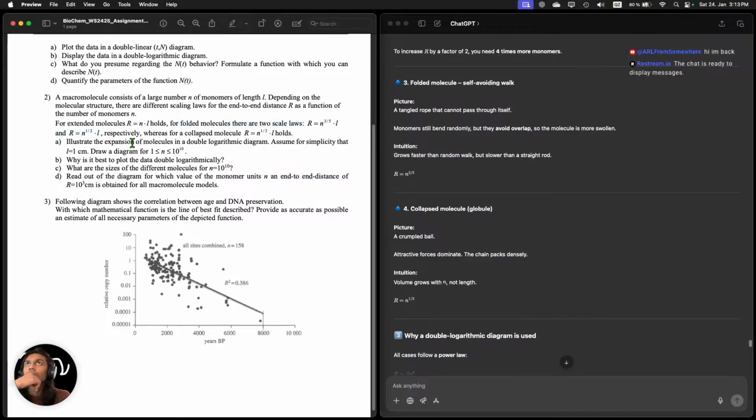Collapsed molecule. Whereas for a collapsed molecule, attractive forces dominate. The chain packs densely. Volume grows with n. N is the number of monomers.